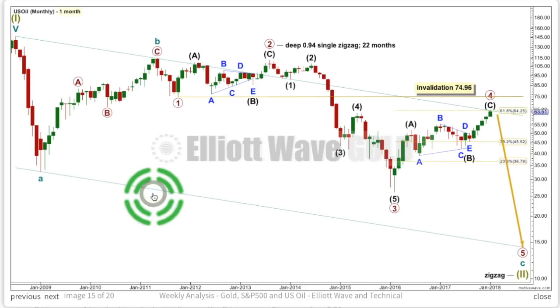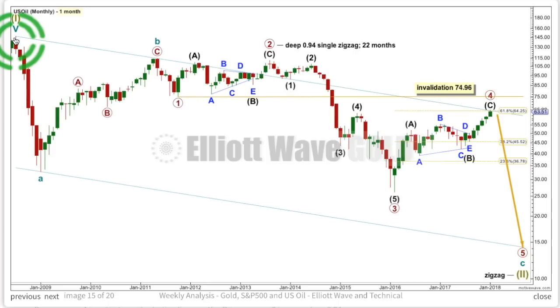Let's take a look at the bigger picture for oil, a monthly chart, where a super cycle first wave is expected to have ended here, and a super cycle second wave correction begins, unfolding as a zigzag subdividing 5, 3, 5. I expect it's incomplete down here, subdividing as an impulse for cycle wave C. 1, 2, 3 is a nice impulse, 4, and now 5 may have begun.